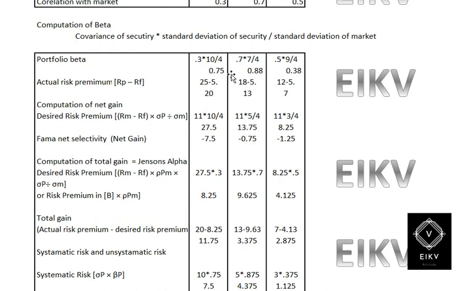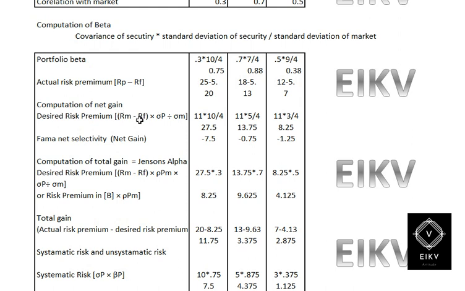Now actual risk premium would be RP minus RF, that is return of the security minus risk-free rate, which is 25 minus 5, which is 20, 18 minus 5, which is 13, and 12 minus 5, which is 7. Now computation of net gain.